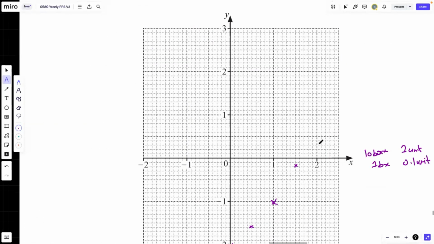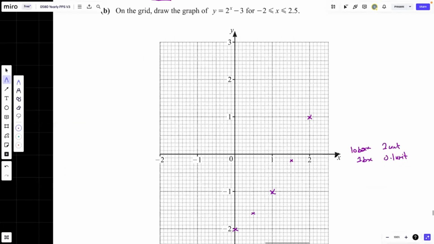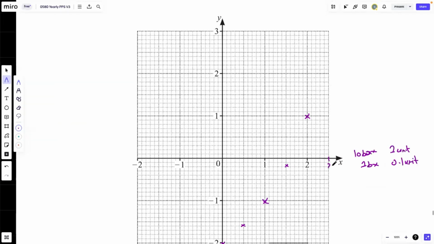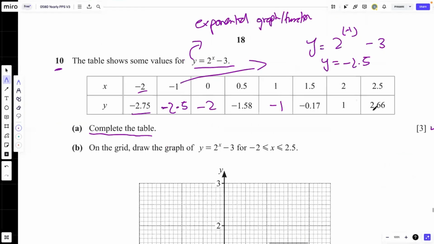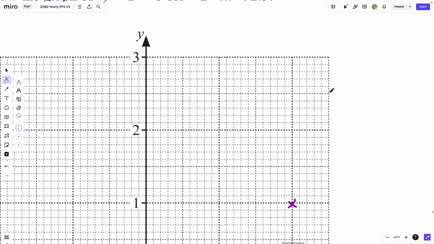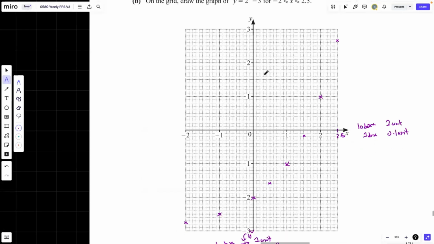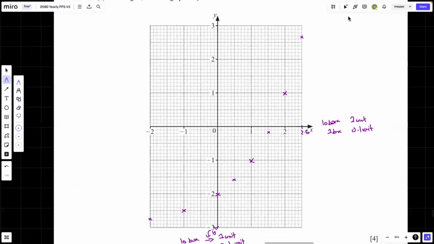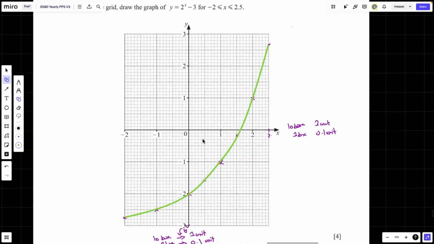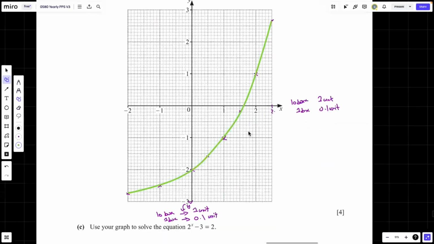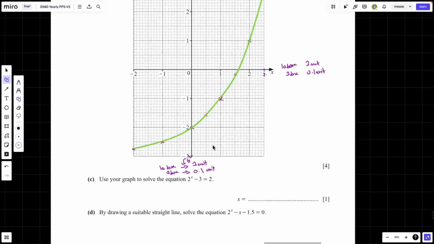And then you have 2 comma 1. And lastly, you have 2.5, which is going to be 2.5, comma 2.66. So 2.66, then 2.5, 2.6, 2.7, so 2.66 is around there. And then we can just join it up and make a curve. You can just join the points and we've gotten the curve. So that's done. Just make sure it's a smooth curve.